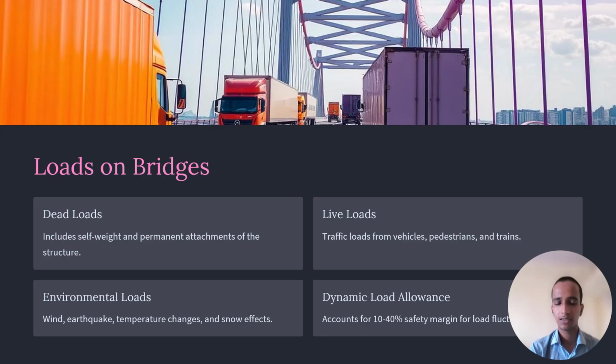And the ultimate load is considered. Live load is generally the moving load, or the live load as the name suggests. Third is the environmental load. These loads are calculated by the IS standards. You may refer to IS standards for better understanding also.